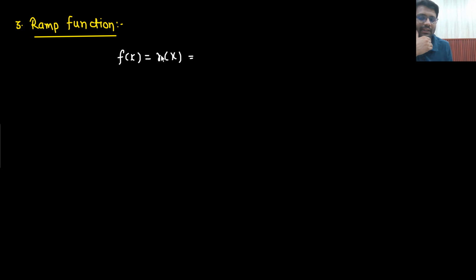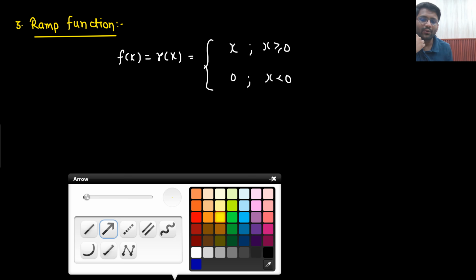What do you mean by the ramp function? The ramp function is represented by r(x). It is equal to x for x greater than or equal to 0, and it is 0 for x less than 0. Is that understandable to you? So what kind of graph would there be? Can you draw the graph on your own?